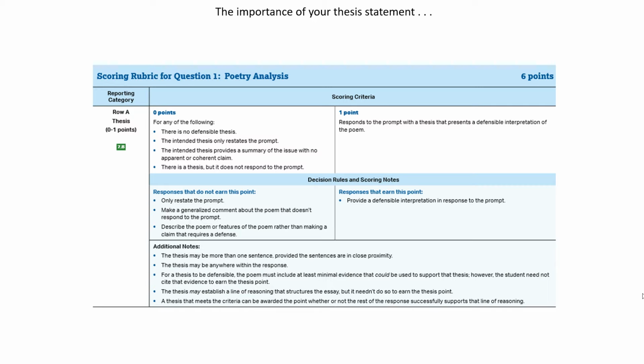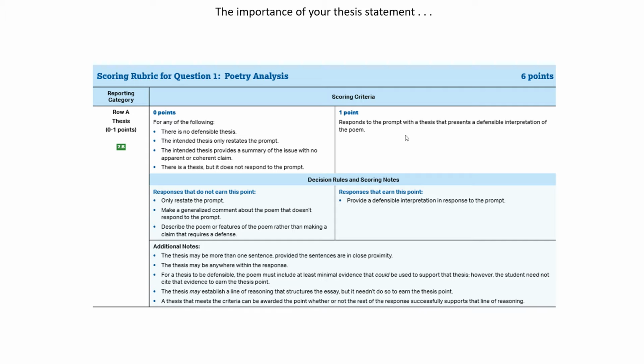The reason I want to talk to you about thesis is because under the new rubric that was introduced last year, College Board puts a lot of weight on a thesis statement. You can score up to 6 points in total, as you know. One of those points is just, do you have a thesis statement, right? And I think we know that you can respond with a thesis that presents a defensible interpretation of the poem.